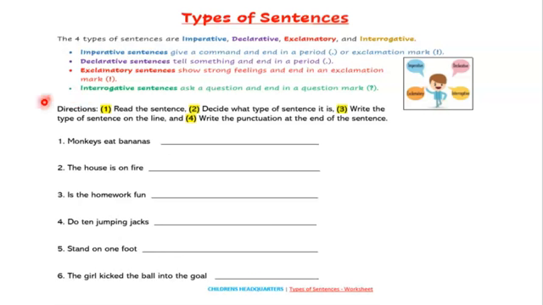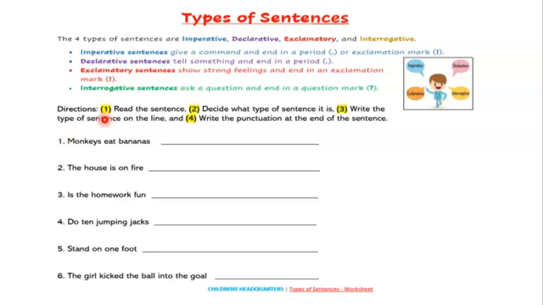So the directions here say, number 1, read the sentence. Okay. Number 2, decide what type of sentence it is. Okay. Number 3, write the type of sentence on the line. Okay. And finally, number 4, write the punctuation at the end of the sentence. Cool. We can do that with each of these sentences. Let's go ahead and get started with number 1.